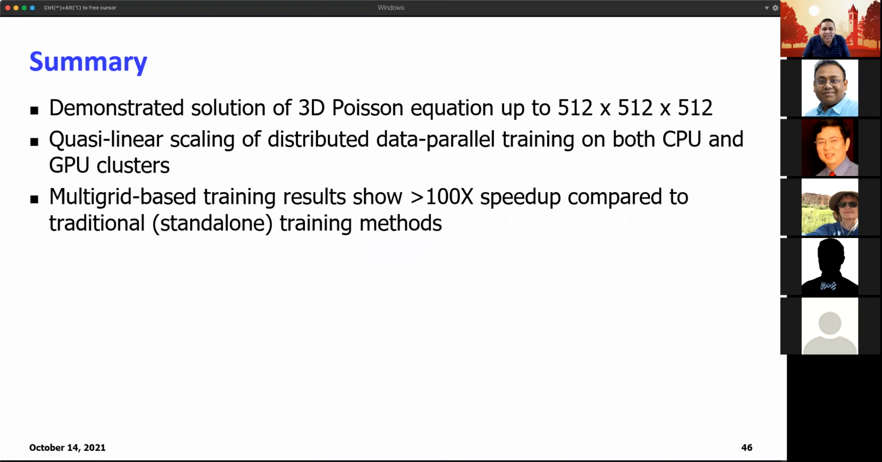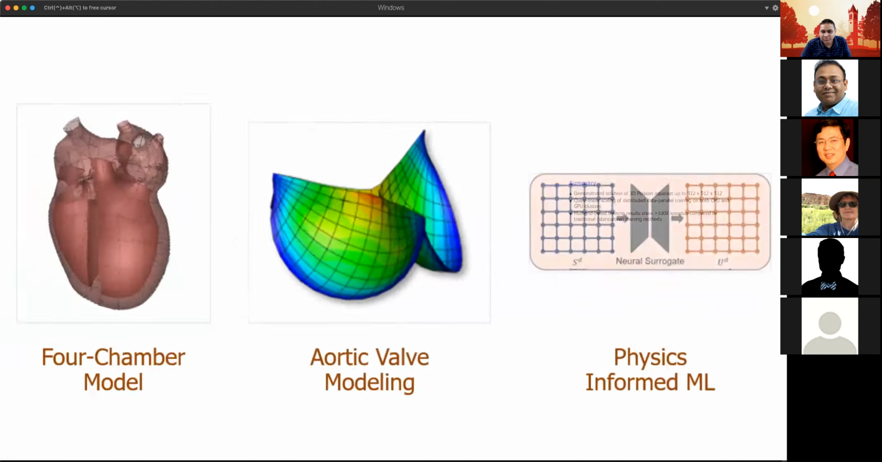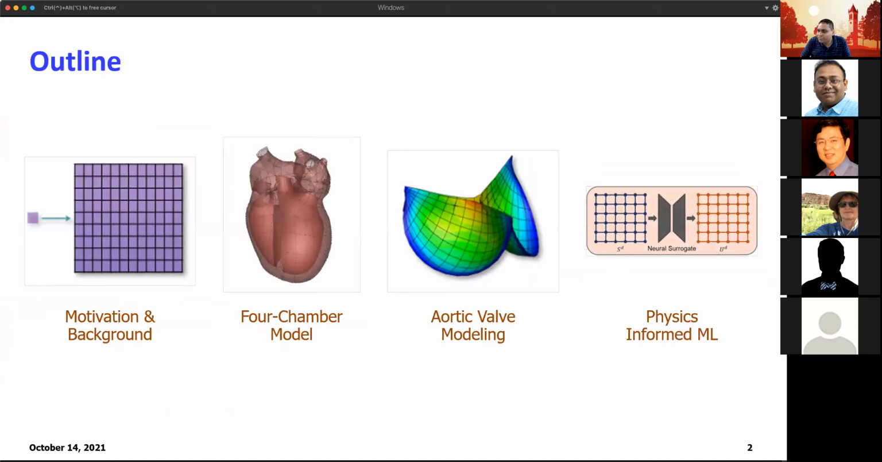Like I said, we can solve the Poisson equation in up to 512 cube resolution. And we show almost 100x speed up over traditional standalone training approaches. So hopefully that should have given you a good overview of how you can take a traditional simulation process, bring in some data analysis into it, and also move further towards physics-aware neural networks.